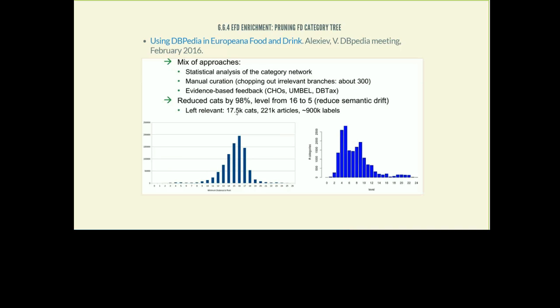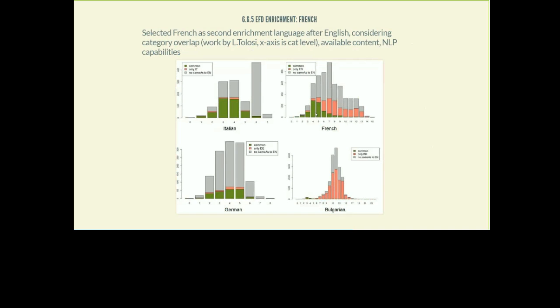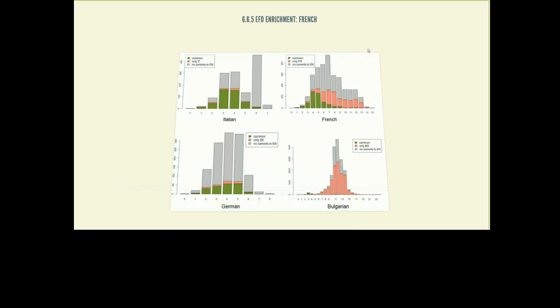And we have a selection of 17,000 food and drink categories, which includes 220,000 articles, and this is what we use for food and drink concepts. So, for example, here you would have foods like egg and onion and so on, and also 900,000 labels. So that's a pretty big gazetteer for that. Then we selected the second language in addition to English, and we picked French, partly because it has good overlap in the category tree with English, so we could leverage the work on English, and partly because we had good content in French in that project.